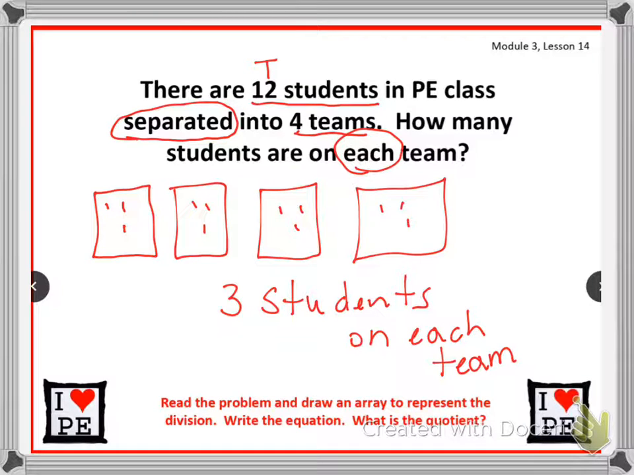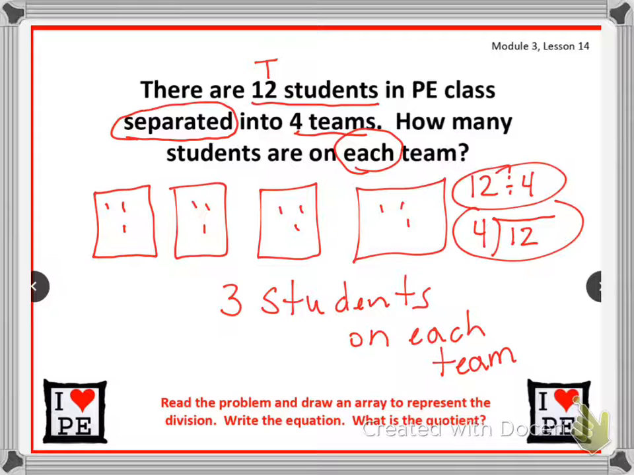How this would look as a division problem would be 12 divided by 4, or you could write 12 divided by 4 this way. These are 2 acceptable ways of dividing.